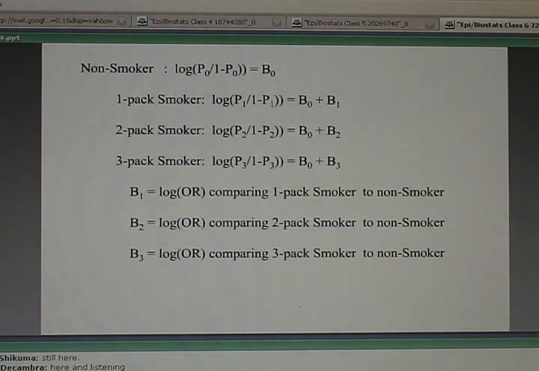So if I subtract the top equation from the second equation, the B0s cancel out. B1 becomes the log odds ratio comparing a 1-pack-a-day smoker to a non-smoker. B2 is the difference between this equation and the top equation, so B2 is the log odds ratio comparing a 2-pack-a-day smoker to a non-smoker. And B3 is the log odds ratio comparing a 3-pack-a-day smoker to a non-smoker.